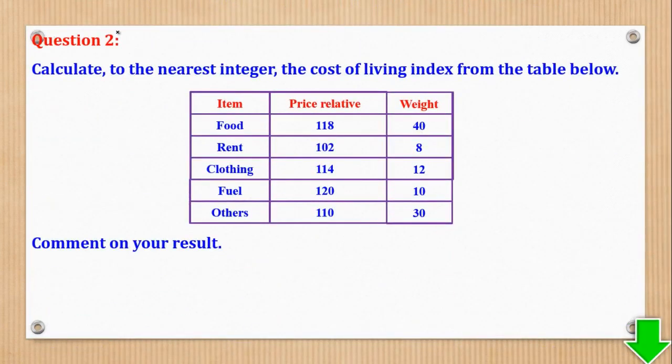That was question 1. What about question 2? Question 2 says calculate to the nearest integer the cost of living index from the table below. So these are the item, price relative, and weight. Comment on your result. Now this price relative is the ratio, but I think you realize that it is also in hundreds, meaning that it is the ratio multiplied by 100.